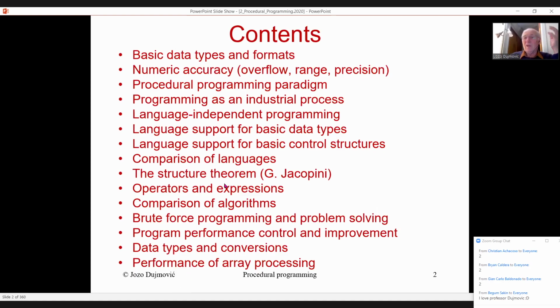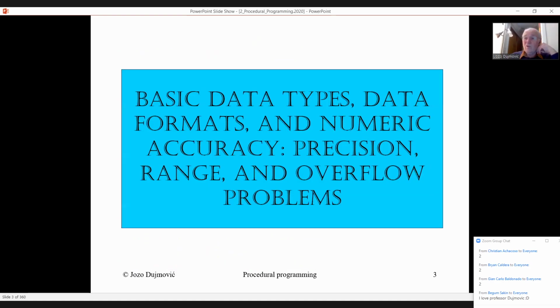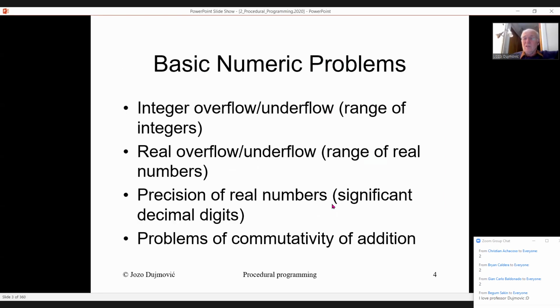Procedural programming has simple goals: make programs short and make them fast. So how do we make short, fast, and efficient programs? Of course, this also includes working with numbers, and working with numbers has basic data types, data formats, and numeric accuracy. So, definition of precision, range, overflow problems. Of course, this is a topic in 210. I am teaching that in 600 because people who teach 210 don't do that. This is the reason why this is here, not that this belongs to 600. So let's go quickly through that.